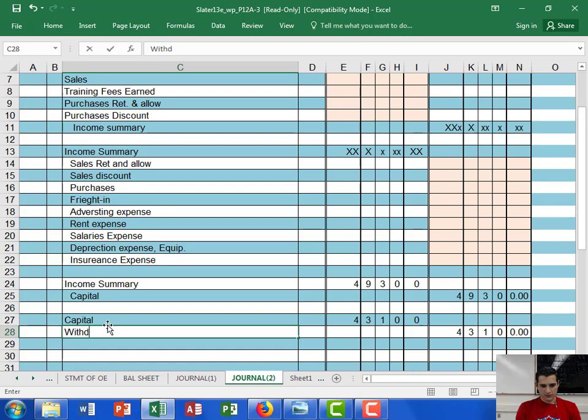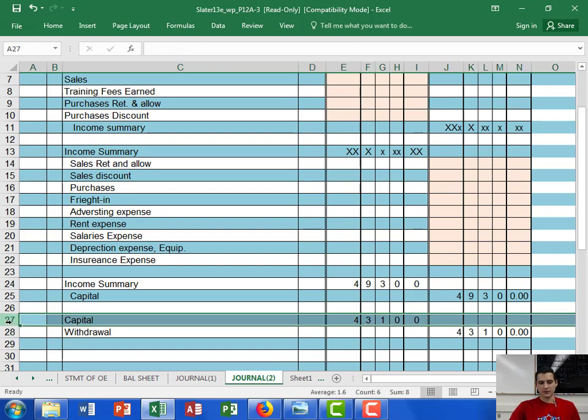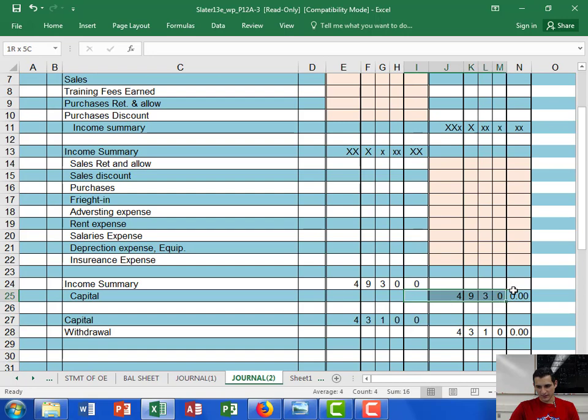Now remember, withdrawals is like an expense account. It's showing money leaving the business. So it has an increase on the debit side. So what you would have to do is close that, or credit it, and then debit it into capital. So now you have these two numbers inside that same account. Now notice how your credit side is greater than your debit side. So that shows that you're going to have an increase in capital. So once you take the difference between these two numbers, you'll then have your increase in capital, the amount that you're going to increase the value of your business by.